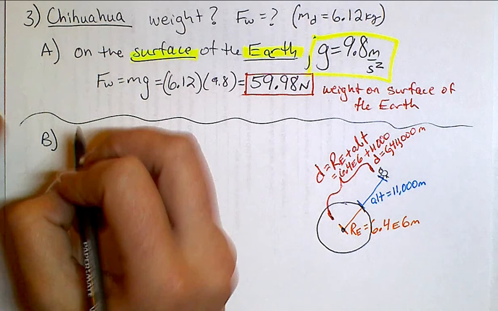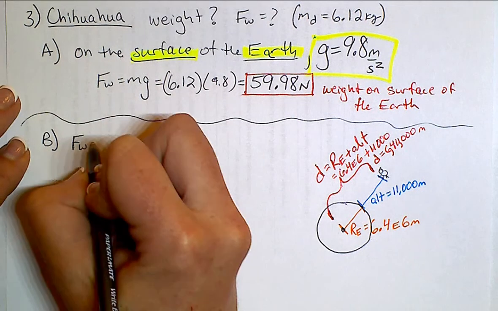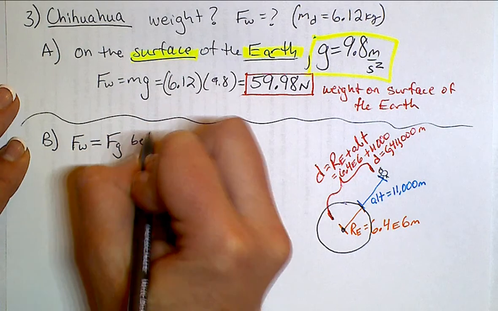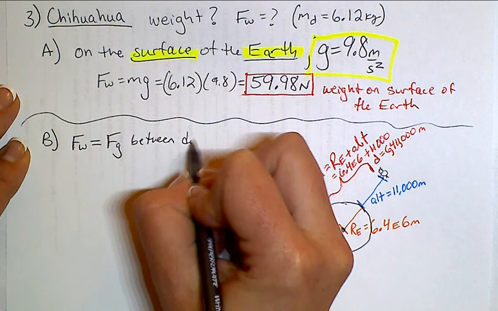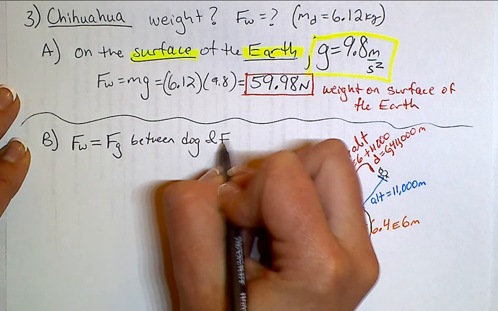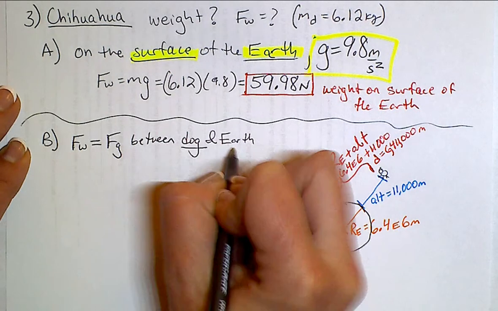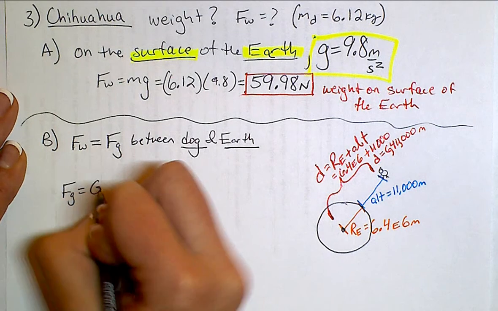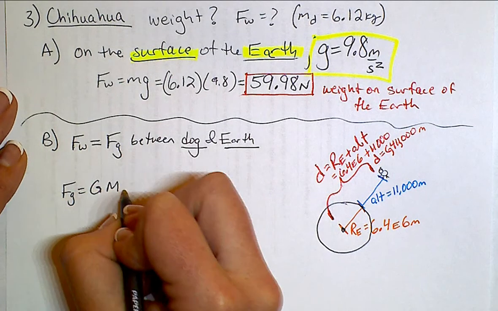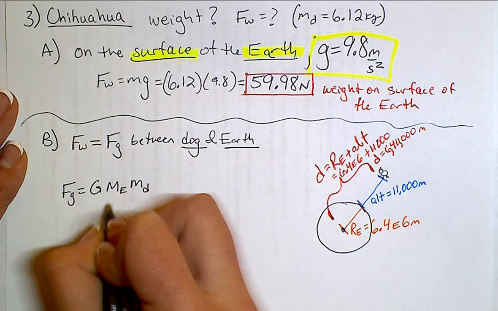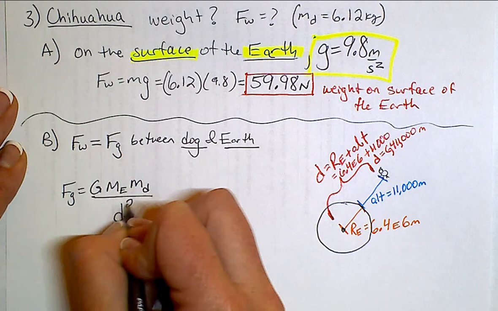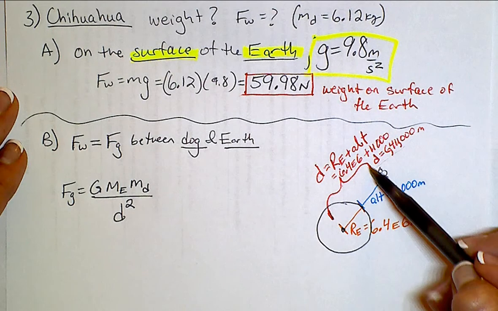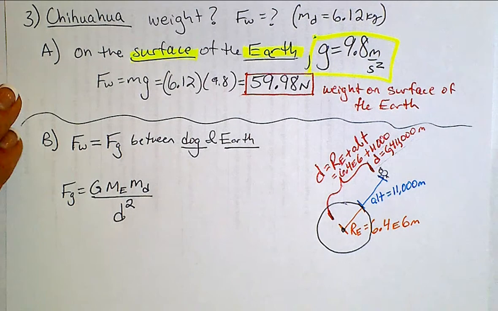Remember that the weight is actually the force of gravity between the dog and the Earth. It doesn't tell you that, but you need to know it. These are my two objects that I'm talking about. And I'm using my same equation. I have one of them is the mass of the Earth and the other is the mass of the dog, all over the distance between them squared. This entire D is what goes in my equation. It's the only difference.